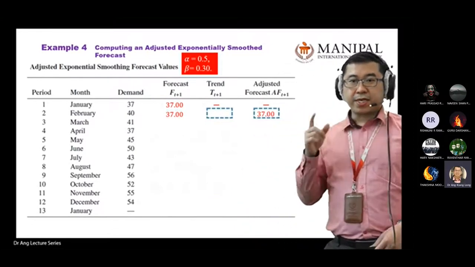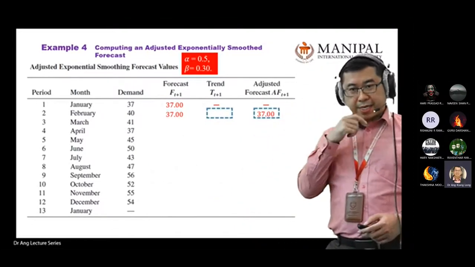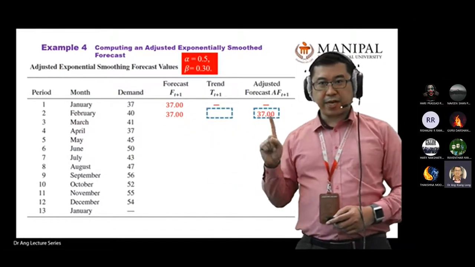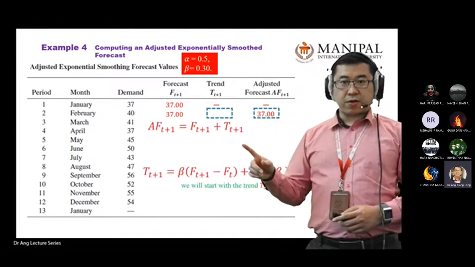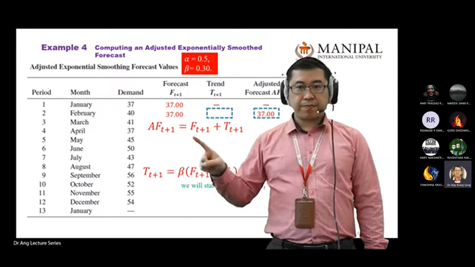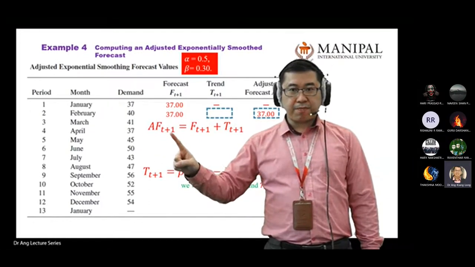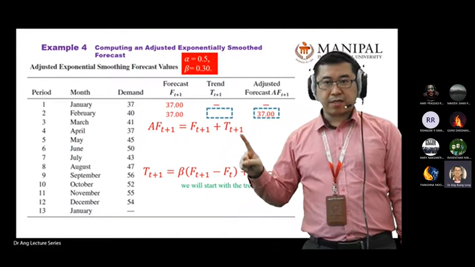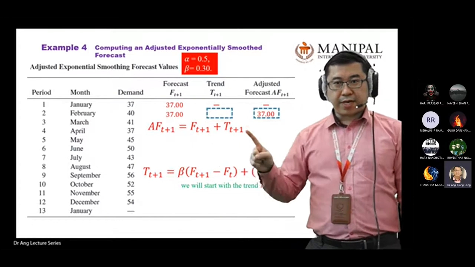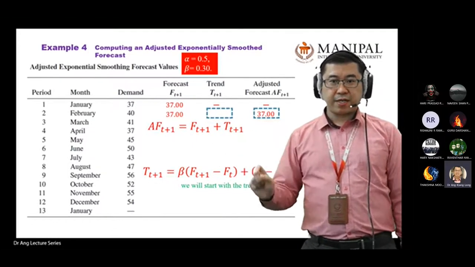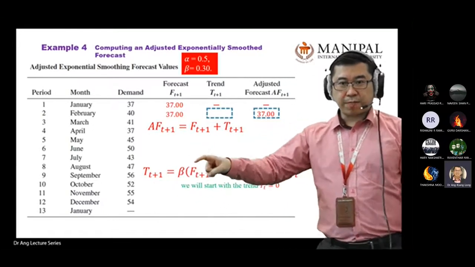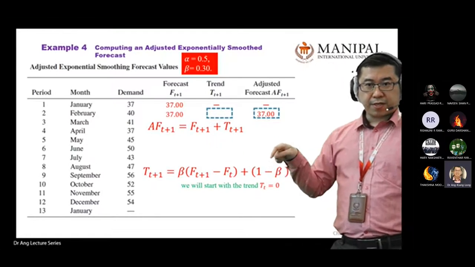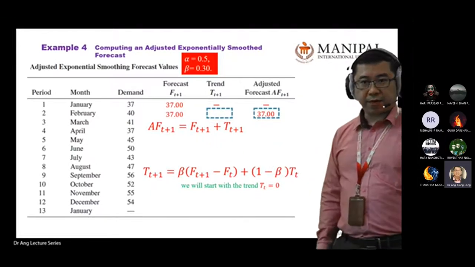Okay. So here I forgot to hide this number, but once you get the first number, the first forecast, you calculate for trend and AF. So recall what is your AF equation? AF equal to F(t+1) plus T(t+1). Before you can calculate this one, you need to calculate the trend. What is the equation for trend? You use the beta value multiply by the forecast plus the beta value and the trend value.